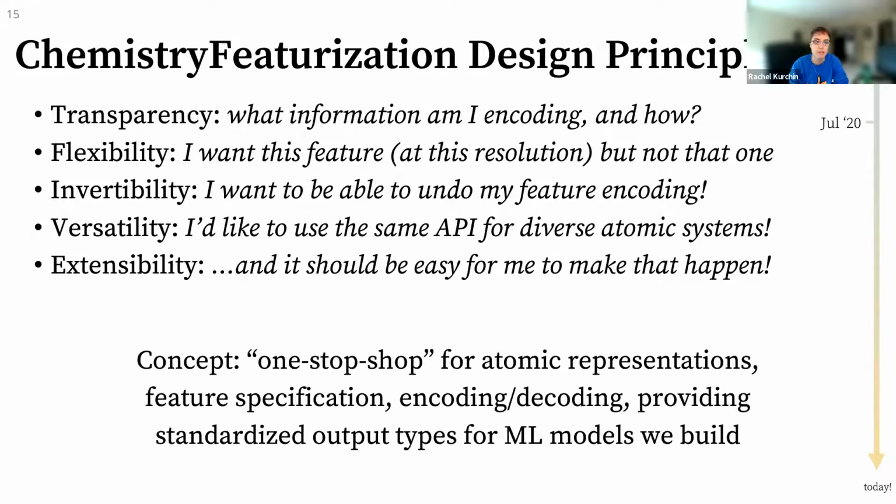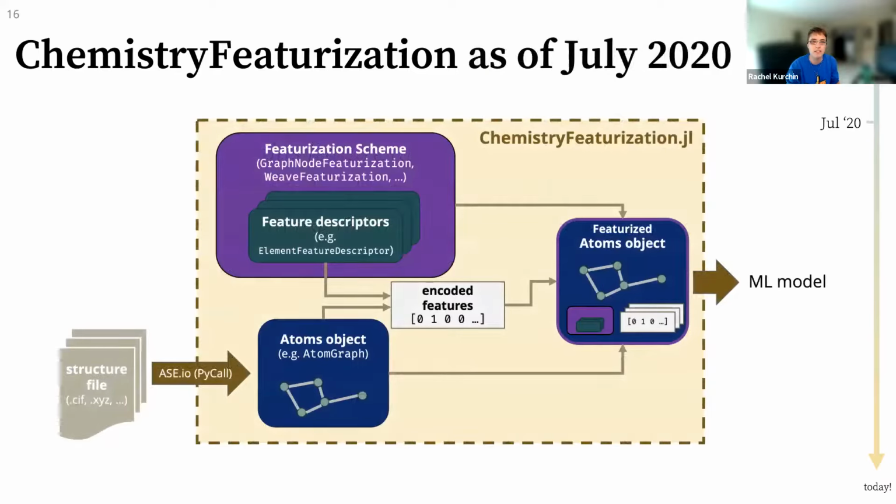So the initial concept here was kind of a one-stop shop for atomic representations, feature specification, encoding and decoding, as well as providing standardized output types for the machine learning models we build. And we made this figure, and I'll note that this does not actually exactly correspond to the way that things work today for a couple of reasons, but the general flow is still similar. And I'll talk more at the end about what things look like now. So this is, again, corresponding to this timeline. We're back in July of 2020 or so.